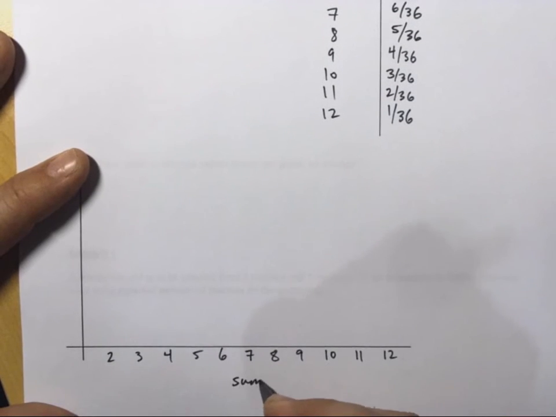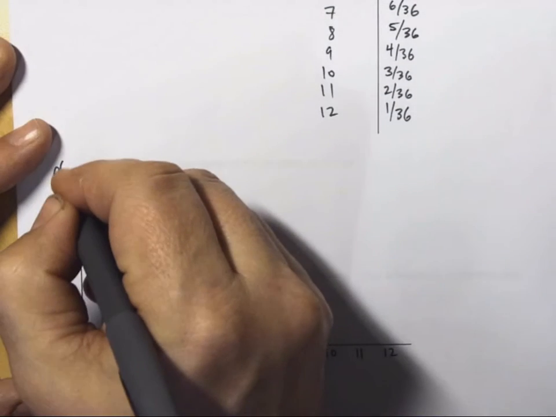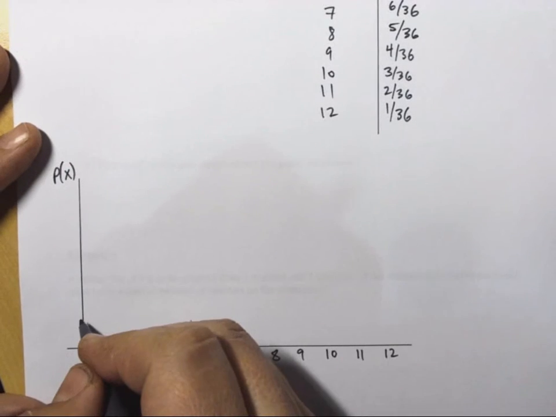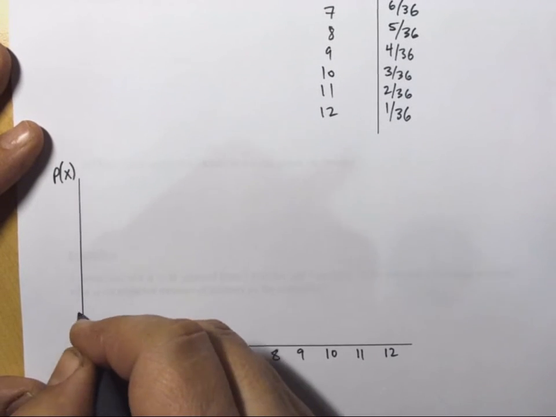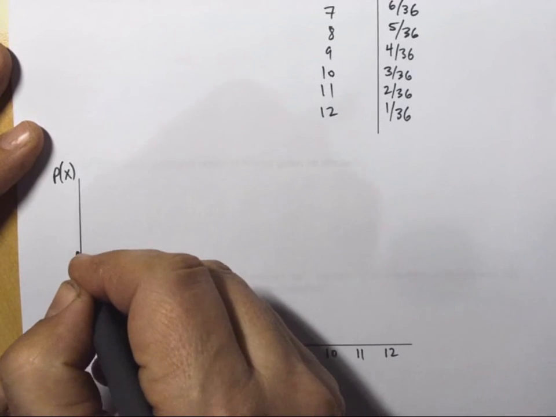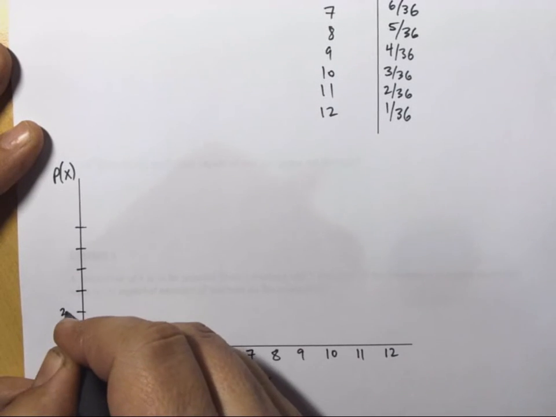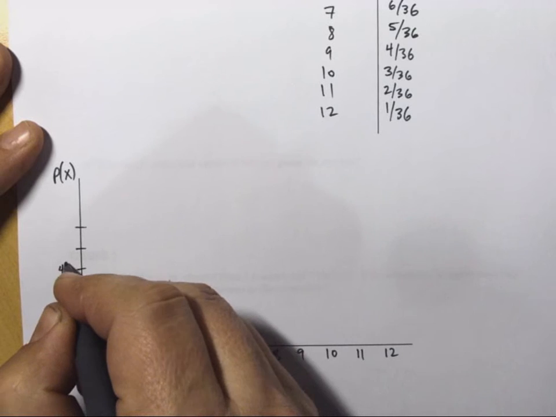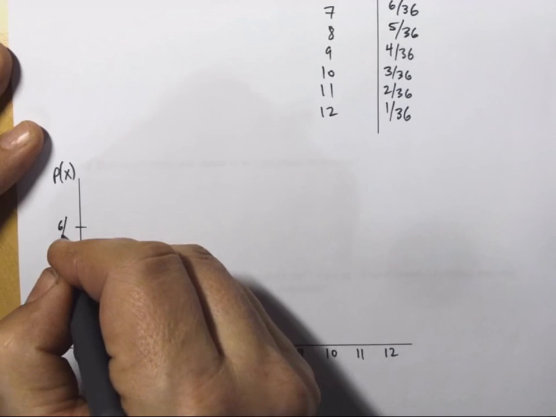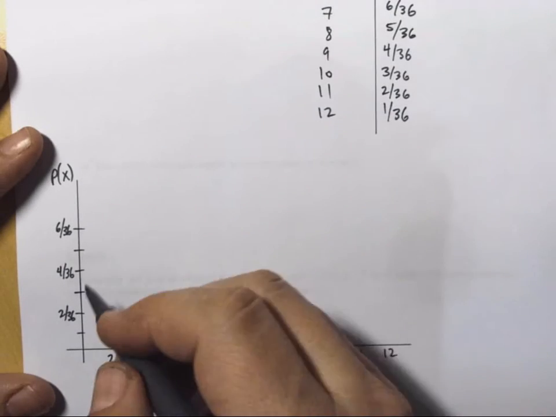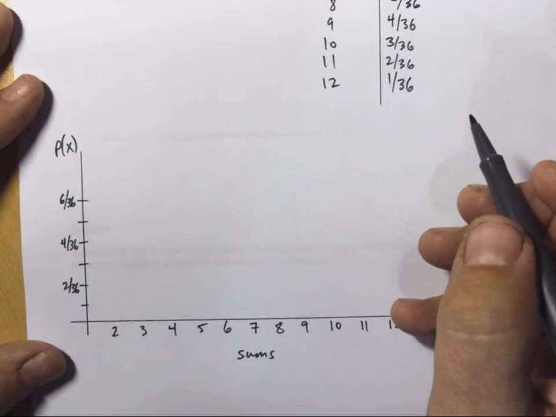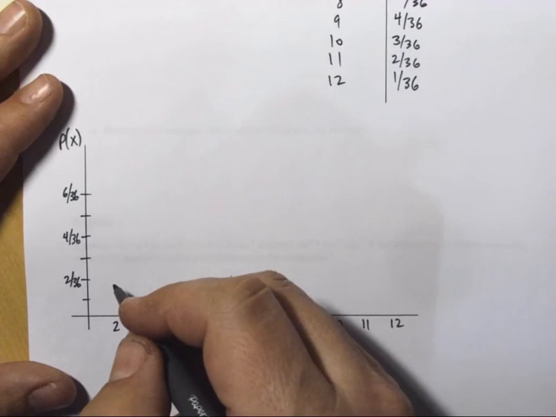Those are all my sums, and the probability up here ranges from 1, 2, 3, 4, 5, 6. 2 in 36, 4 in 36, 6 in 36. I'm not going to reduce those. I'll leave them as is because you can see this. And so basically when I look at this in graph form, it's just like a tent.